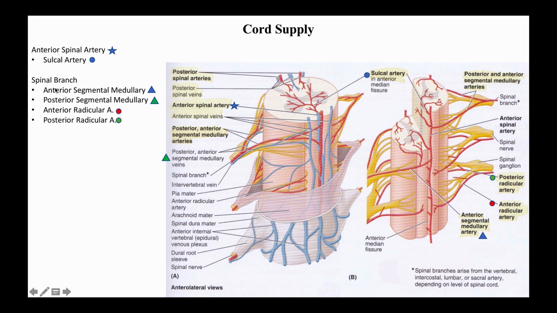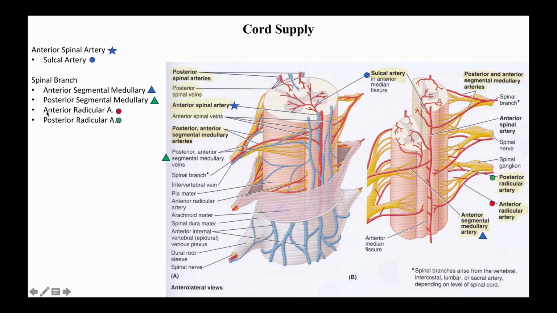You're also going to have the spinal branches. On the spinal branches, you're going to have the anterior segmental medullary artery, which we've already talked about, but we'll look at it again. Here it is coming in. Now we see we've got a dorsal and a ventral segmental medullary artery. But we see that it's following along and now it's fusing with that anterior spinal artery. So if we're seeing this fusion, it must be a medullary artery.